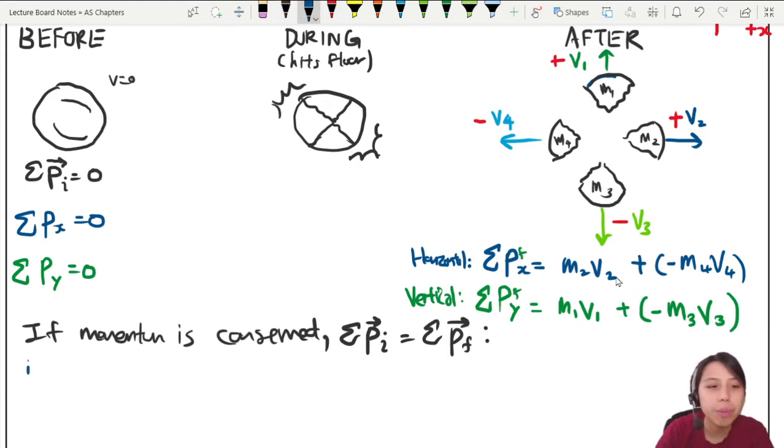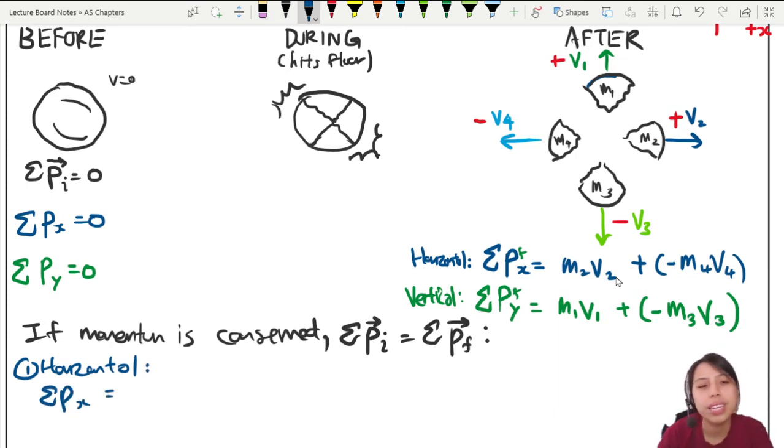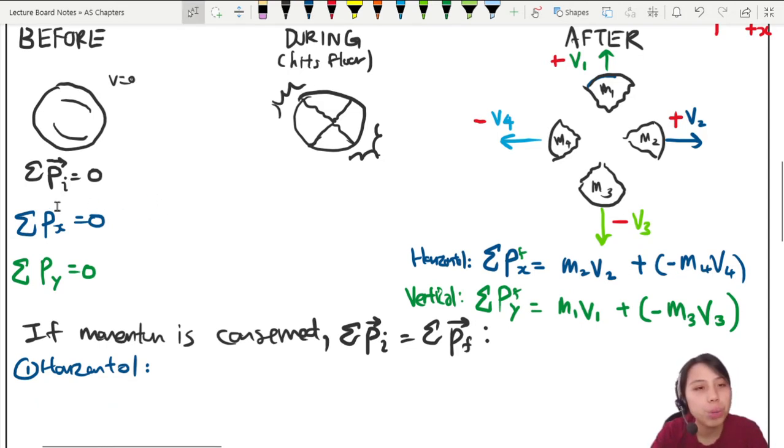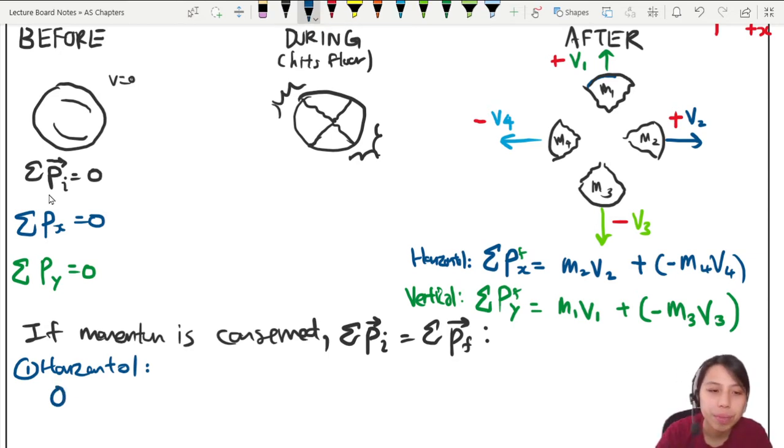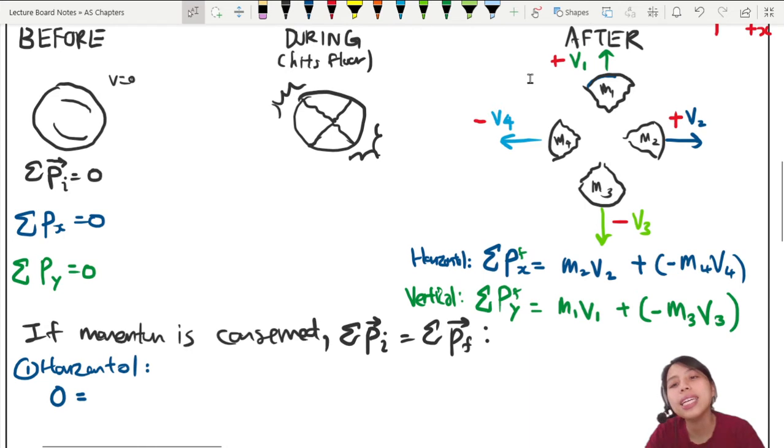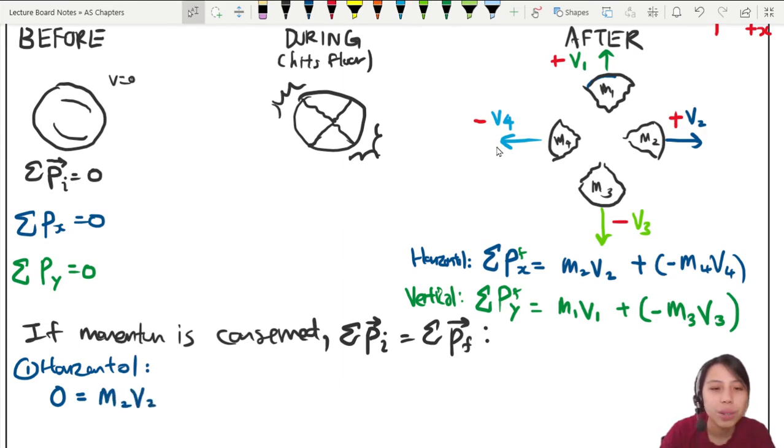So horizontally, number 1, the total horizontal, no need to write already, it's the same thing. Initial equals final. Initial, what is the total momentum? 0. Nobody is moving left or right. So we just write that 0 equals, at the end, we have one moving to the left, one moving to the right, and we got this final momentum here. So we can just write out the whole thing. The total momentum after a collision or interaction, M4V4.